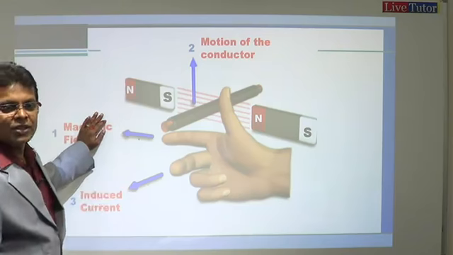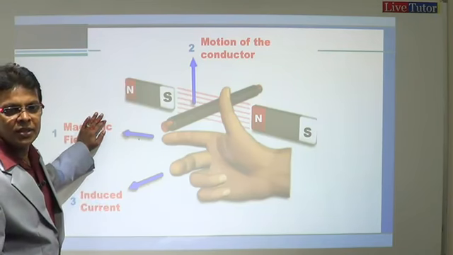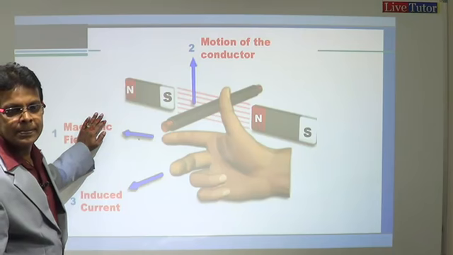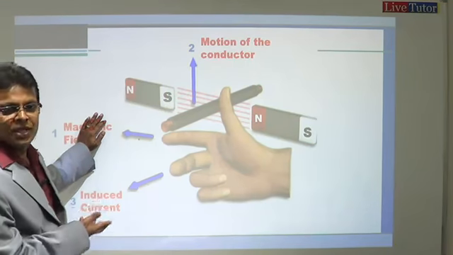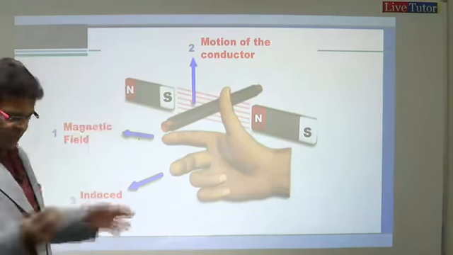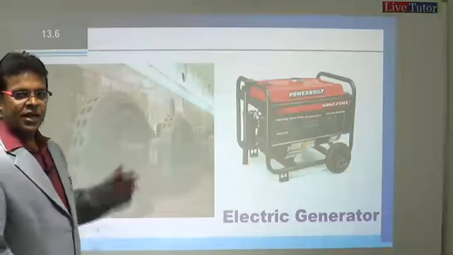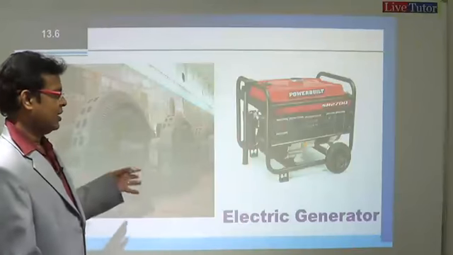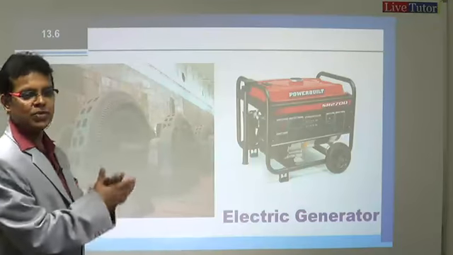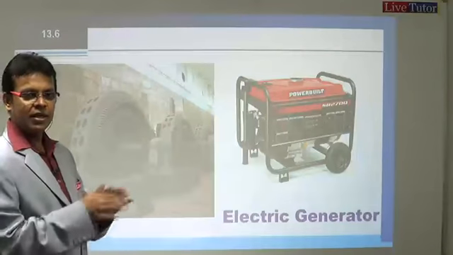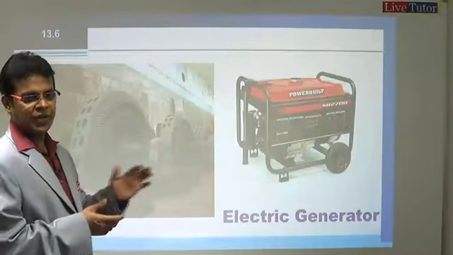What is the other name for Fleming's right hand rule? Yes, because it is producing current, it is called the generator rule. That's all. Now this is the electric generator. Similar to the electric motor, here we are going to see the different parts of the generator and how it functions.